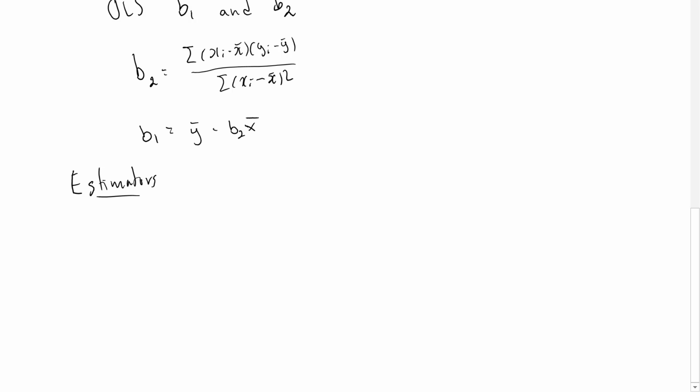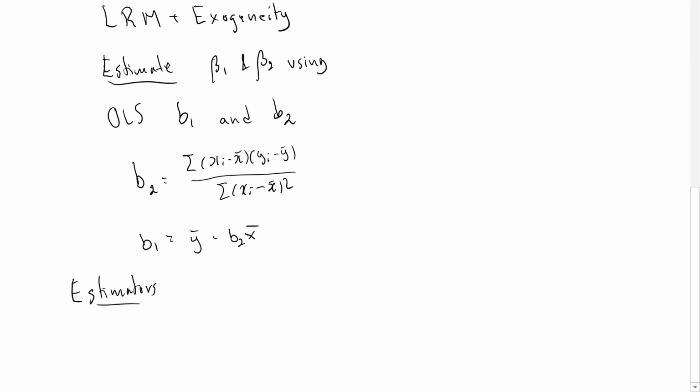B2 is my estimator of beta 2. B1 is my estimator of beta 1. So don't confuse beta 2 with B2. They're really different things. Beta 2 is an unknown constant that only nature knows. It's just a number. B2 is something that we calculate from the random sample, and we use that as an estimate of beta 2.